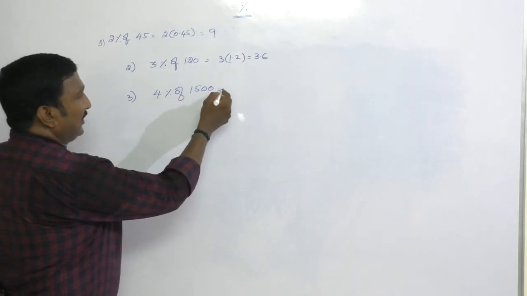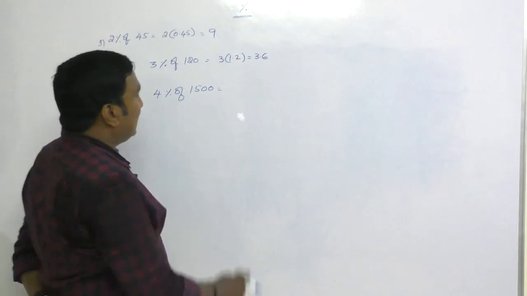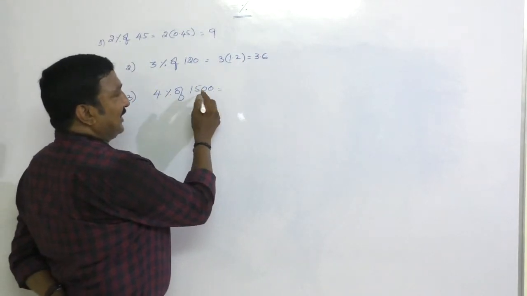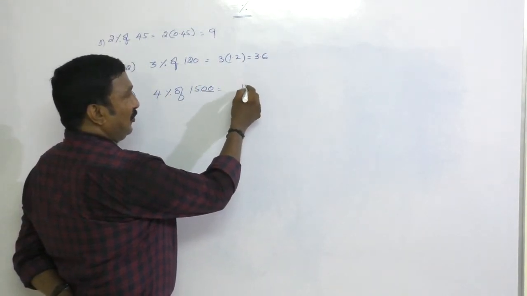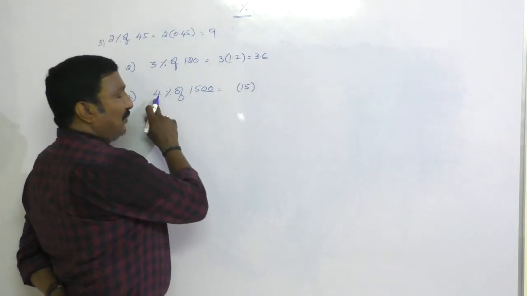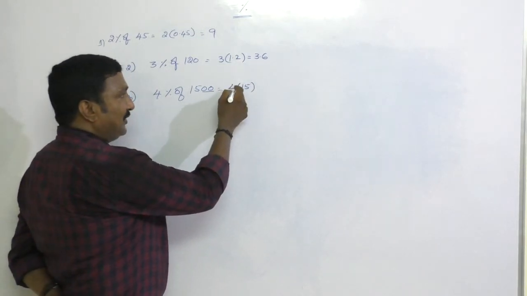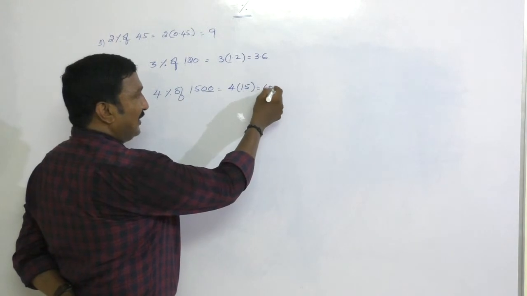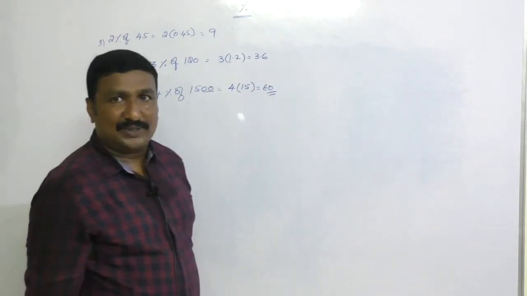Similarly, I want to calculate 4% of 1500. So what is the 4% of 1500? Here 1% is nothing but two places you have to eliminate. 1% is equal to 15. We have to multiply it by 4 times of 15. 4 times of 15 is equal to how much will it come? 60, that is 4%.